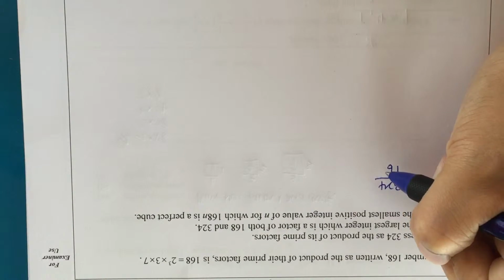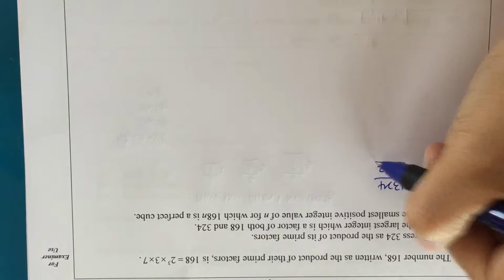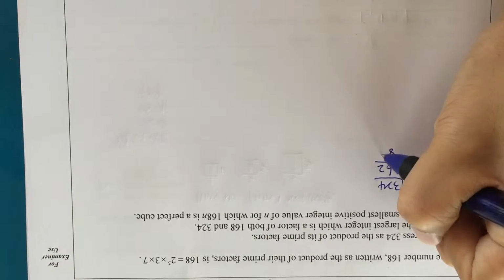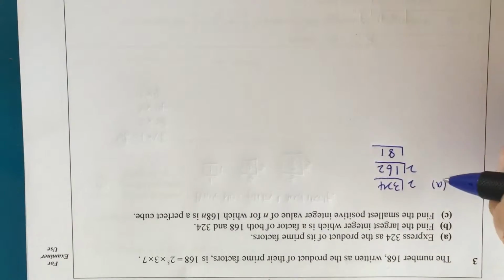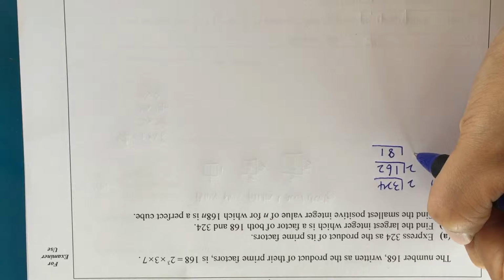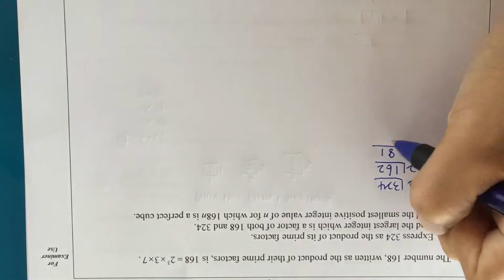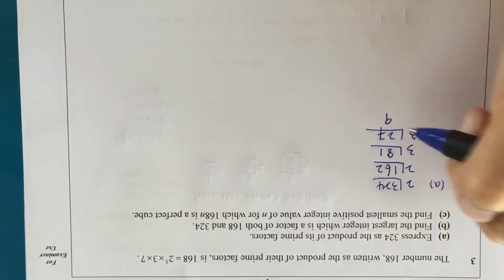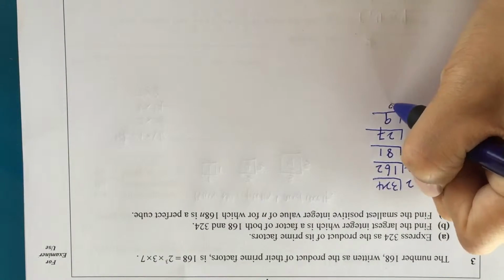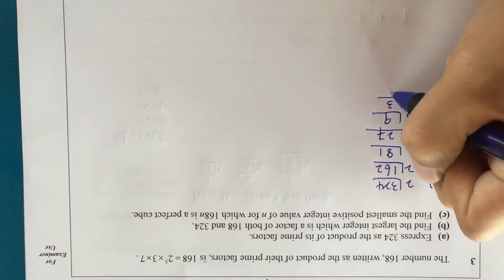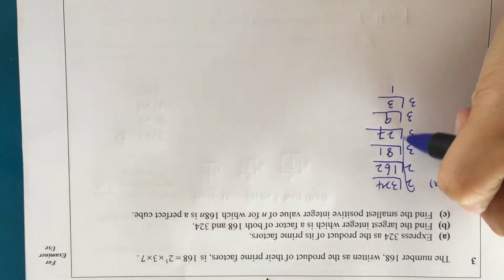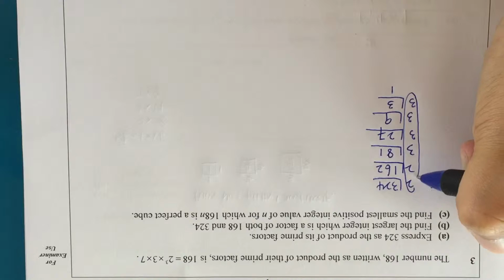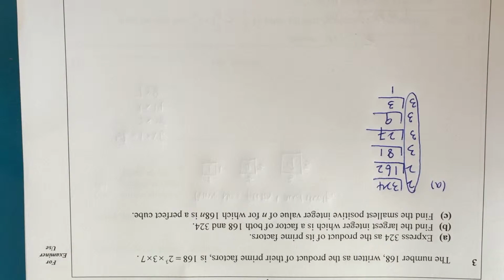So what we can do is to divide by 2 first, which gives me 162. Okay, and we can divide by 2 further, which is 81. Okay, we can divide by 3, which gives me 27. Divide by 3 further, gives me 9. Divide by 3 further, it gives me 3. And then finally 1. So this string of numbers here is my prime factorization.